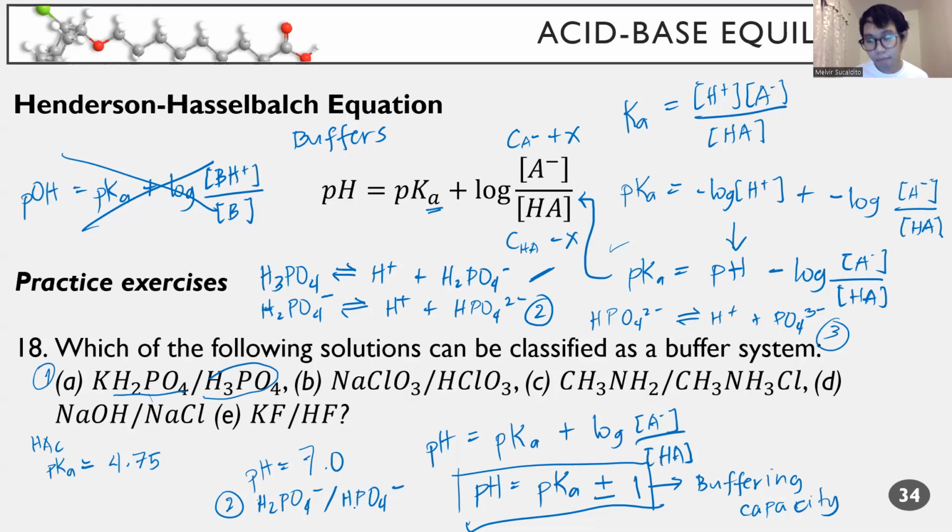Okay? Pwede ka rin gumawa ng buffer system out of hydrogen phosphate and phosphate. Mas mataas yung pH niyan. I think around 8 or 9. I'm not really sure, pero mga around that value. Okay? So dito pa lang actually, sa phosphate buffer pa lang, pwede ka nang gumawa ng tatlong buffers na iba-iba ang pH.